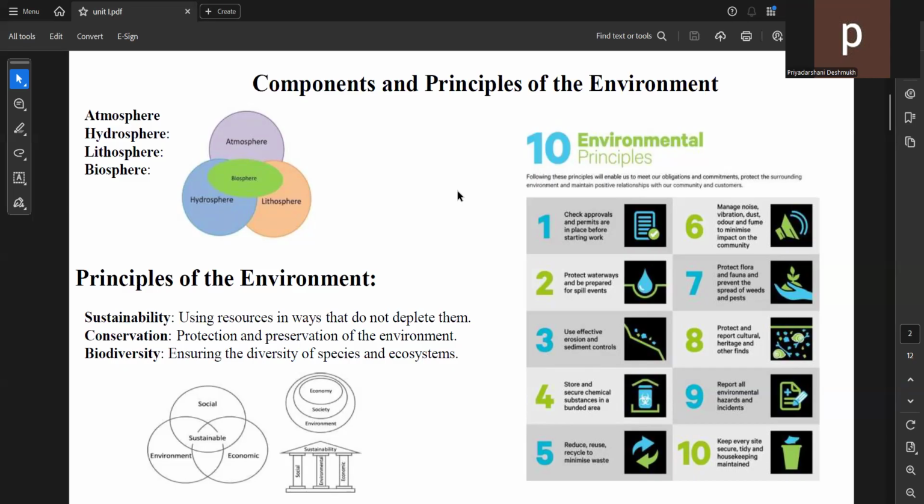Now the principles of the environment. The main principles are sustainability, conservation, and biodiversity. Other than that, there are 10 more principles of environmental science. These are the 10 principles for environmental science, and the three main principles are sustainability, conservation, and biodiversity.